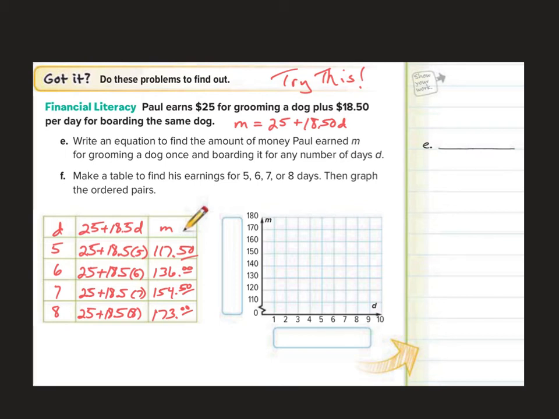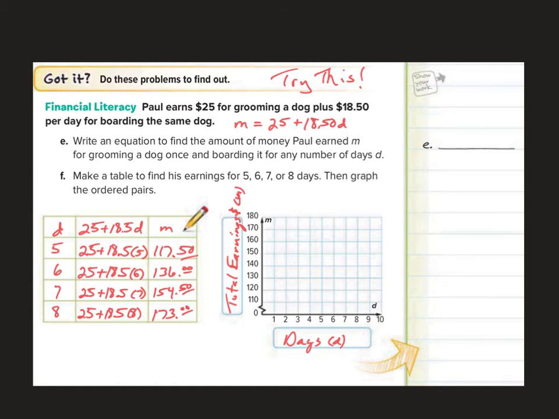So now we can label our graph. We've got total earnings on the y-axis, and we've got days on the x-axis. You put the variable along with them too. M is on the y-axis, D is on the x-axis. So a couple things will be different about this graph.